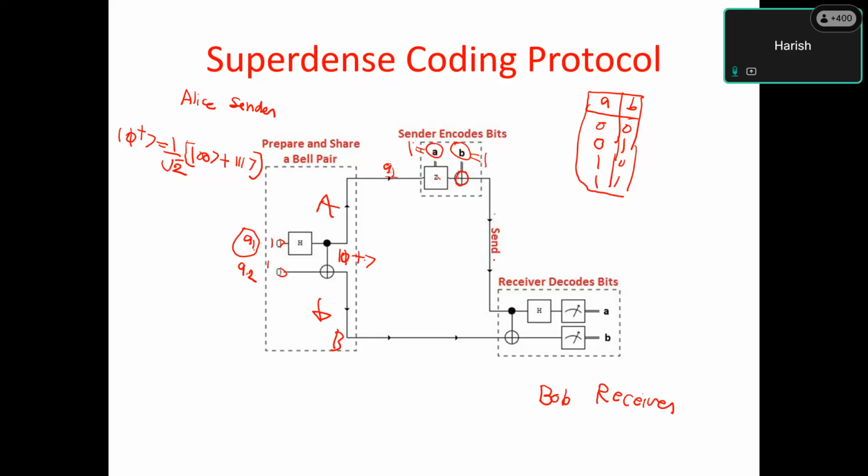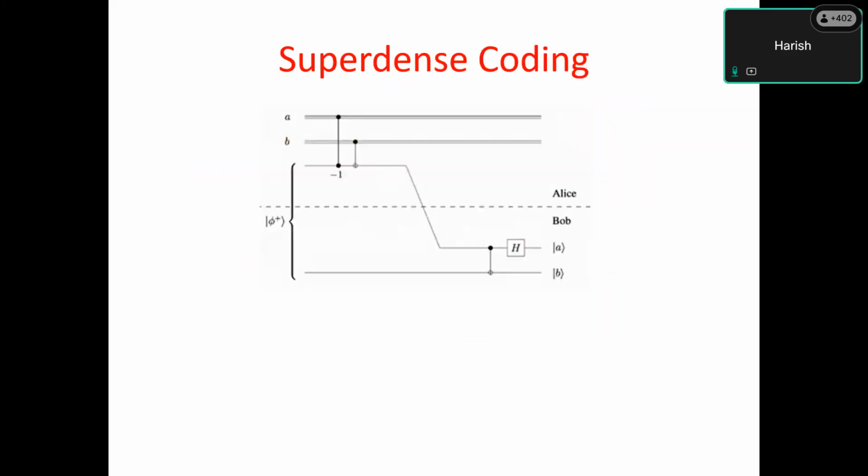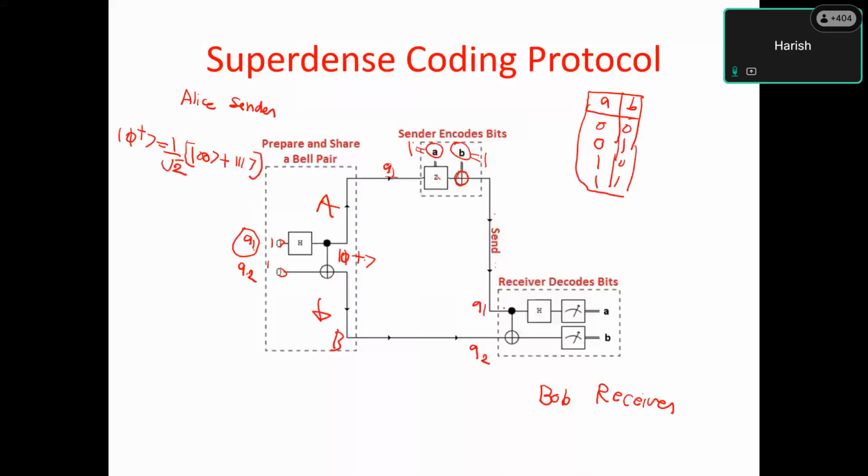Once Bob has the second qubit Q1 with him, Bob does decoding, and this decoding is nothing but Bell-state measurement, which we will see subsequently. But ultimately what Bob is doing is applying a control NOT gate from qubit 1 to qubit 2. Here qubit 1 and this is qubit 2. This control NOT from this to this.